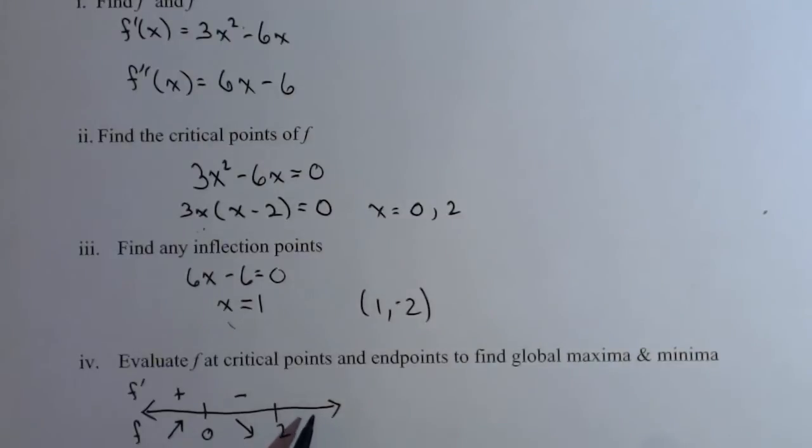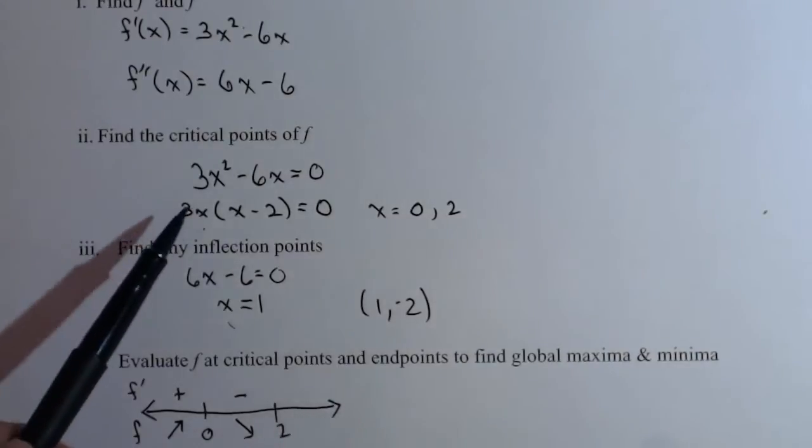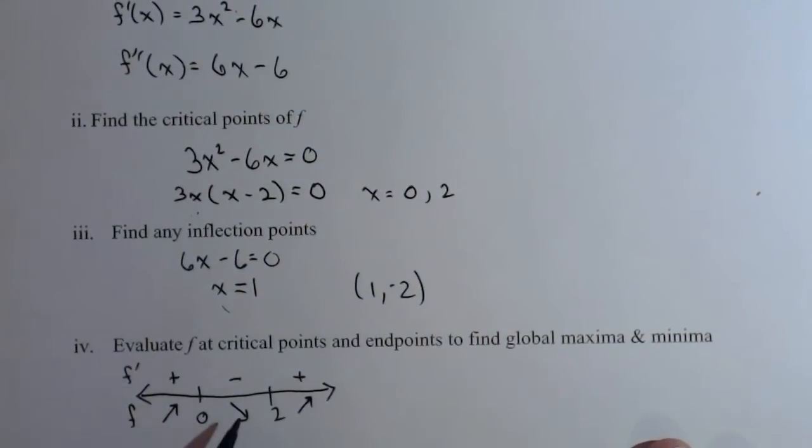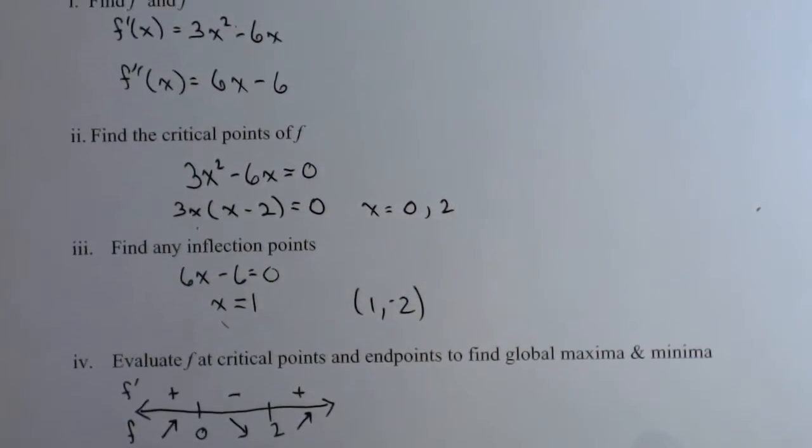Lastly, for any values greater than 2, I can see I'll get a positive and a positive. So my first derivative is positive, which means my function is increasing. So notice here I've got a max at 0 and a min at 2.